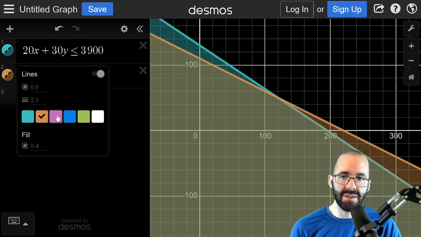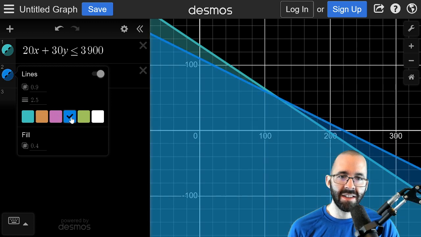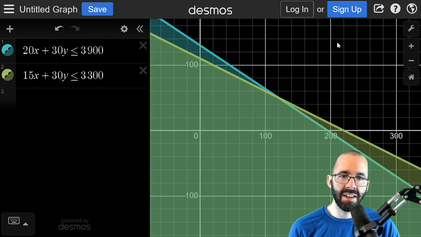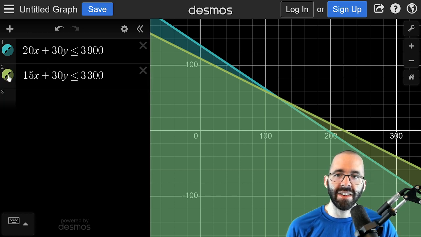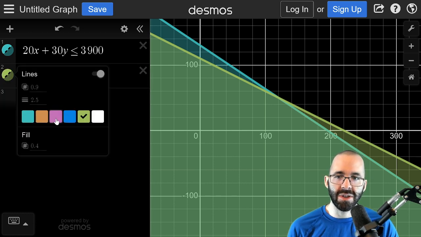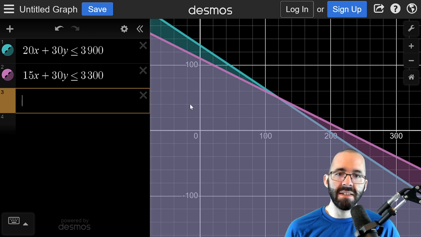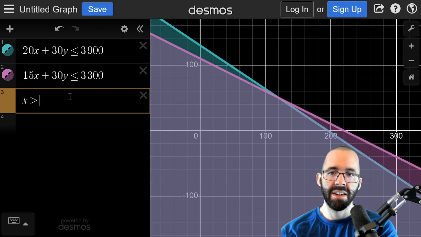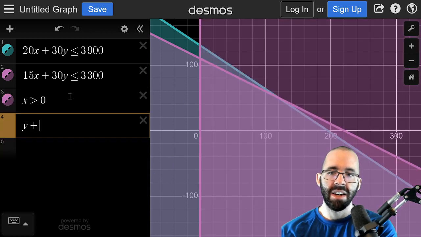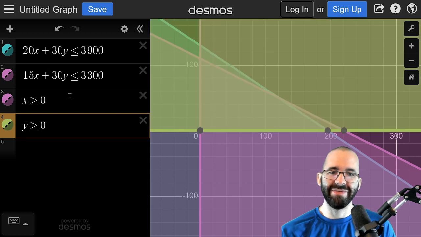Let's use colors that work. None of these colors really look that good together. Anyway, the idea is that the feasible region will just be the place that's under both of these lines. And non-negative, right? So X greater than 0, Y greater than or equal to 0.